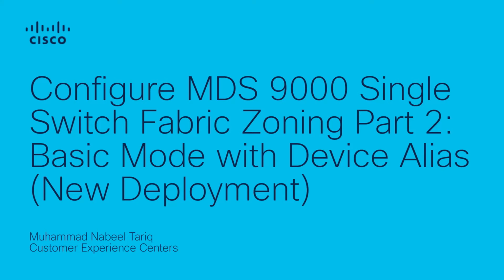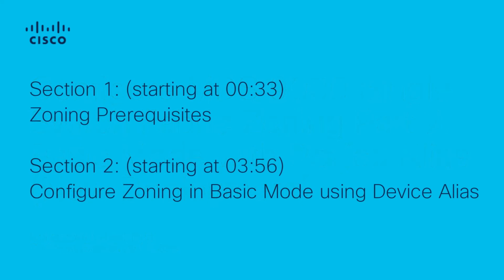Welcome to my multi-part video series entitled Configure MDS 9000 Single Switch Fabric Zoning. In part 2, we will cover the configuration steps for zoning in basic mode on a brand new single switch fabric using device aliases. This video is split into two sections, with section 1 covering the minimum prerequisites for zoning, followed by section 2 covering the configuration steps for zoning in basic mode using device aliases.